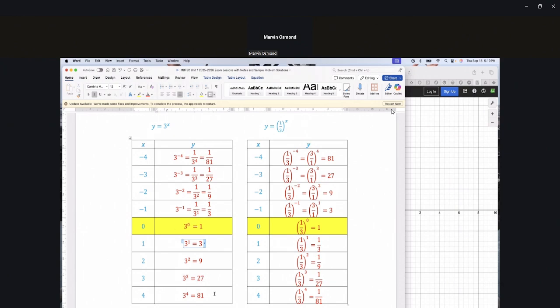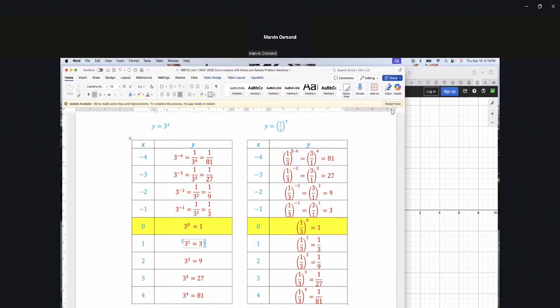Now, if you look at the first one and the last one, you'll see 1 over 81, 81. Look at the next one, 1 over 27, 27. 1 over 9, 9. 1 over 3, 3, 1.